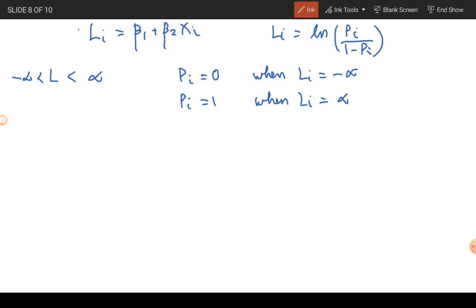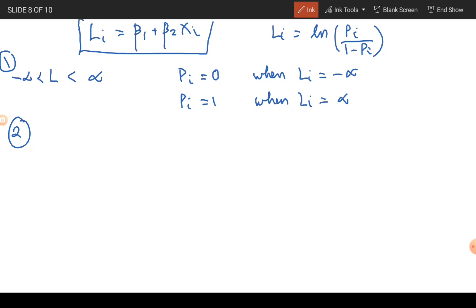You can always confirm that by putting these limiting values into the formula and evaluating the limits. So what this means is, although my logit can take any value from minus infinity to infinity, the essential condition that probability should lie between 0 and 1 is satisfied when we run this model, Li equal to beta 1 plus beta 2 xi. So that was my first property.